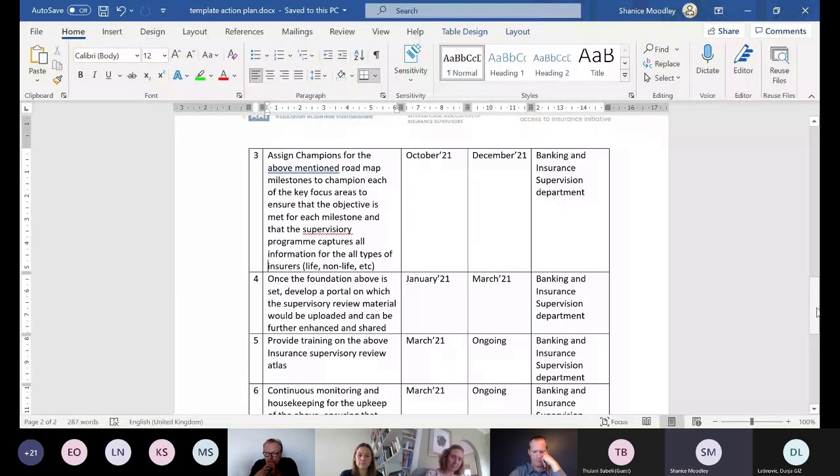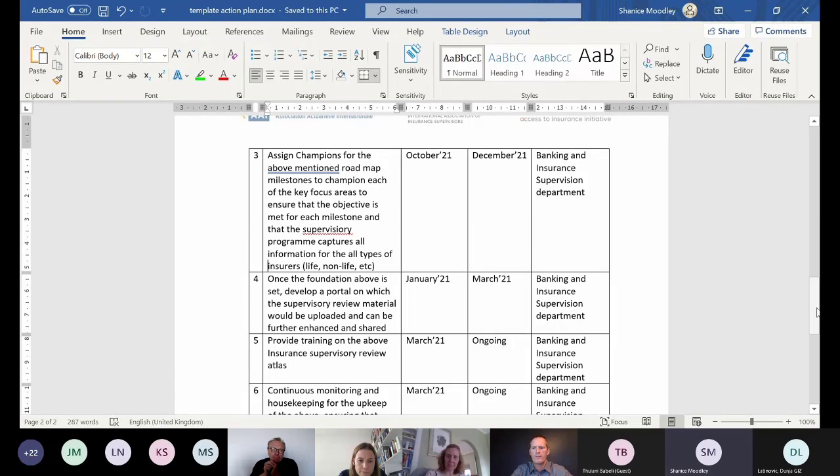Once the foundation above is set, we'd start developing a portal on which the supervisory review materials, such as the programs, our resources, etc., would be uploaded, and this can be further enhanced and shared. The portal would obviously need to be accessible by all members of our banking and insurance supervision department, with certain members being allocated only read access and certain members being allocated read and write access to bring forth their understanding and knowledge that they have acquired throughout the years.